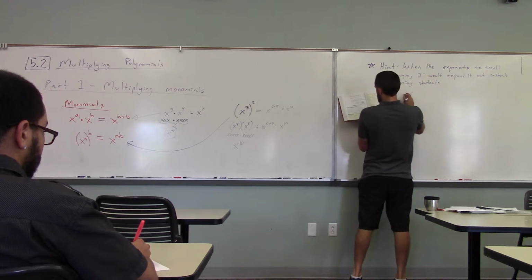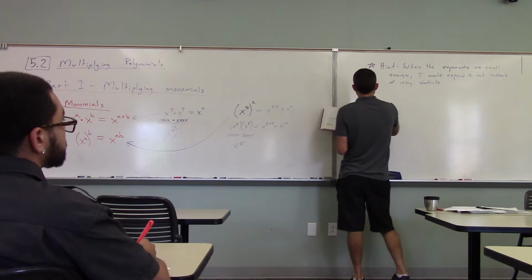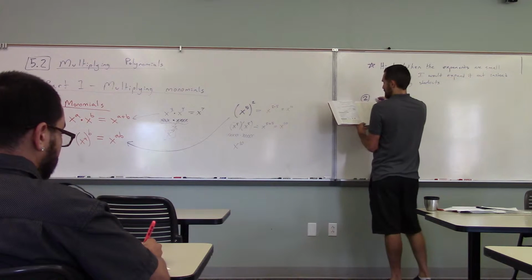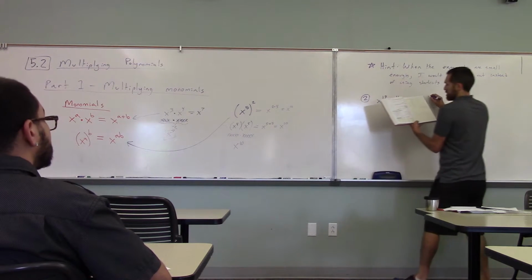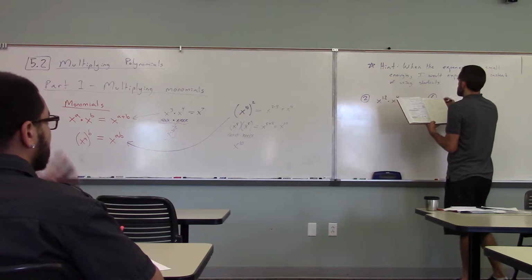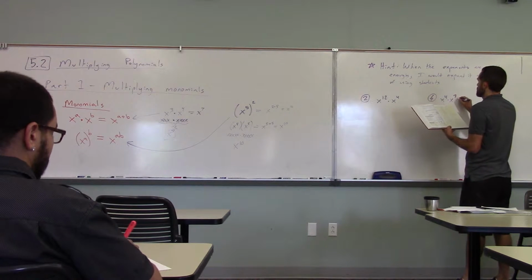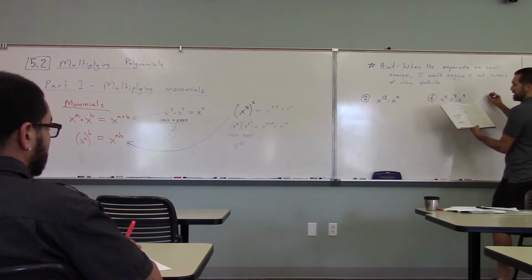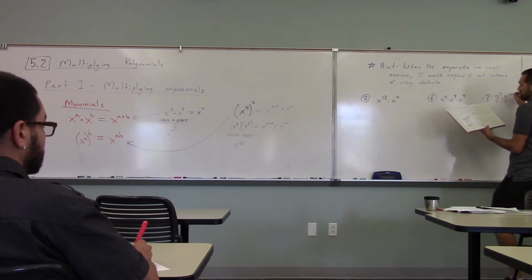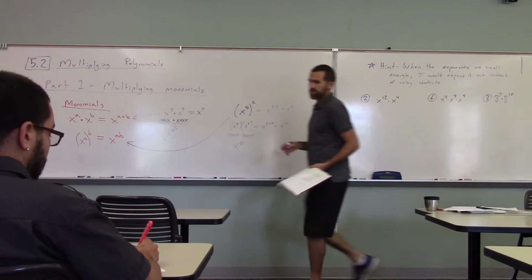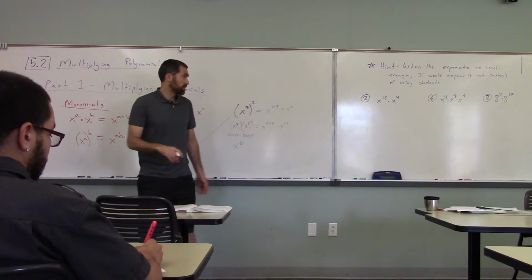Okay, so first ones would be things like 2, 6, and 8. So x to the 12th times x to the 4th. Number 6 is x to the 4th times x to the 3rd times x to the 5th. And number 8 is 8 to the 7th times 8 to the 10th. Alright? So what would the first one be?